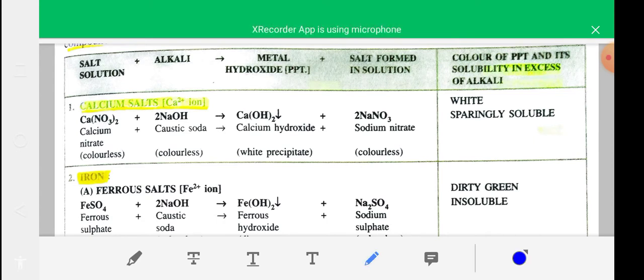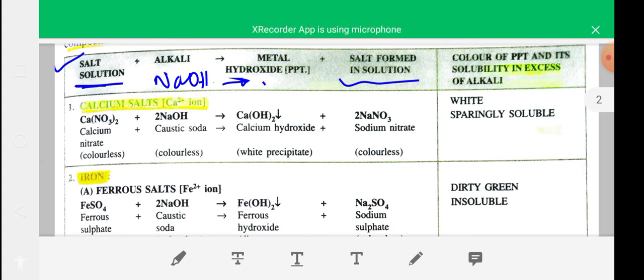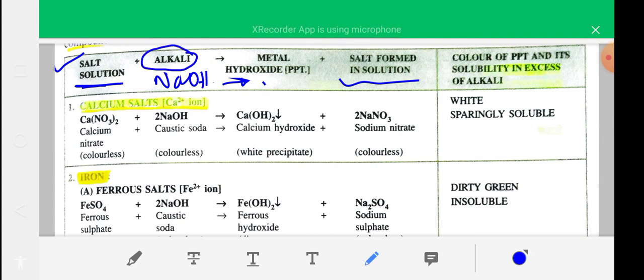Okay, so first, this is the general scheme of this reaction. When a salt solution is treated with an alkali like sodium hydroxide, you will get a metal hydroxide precipitate. Okay, like sodium hydroxide, metal hydroxide precipitate, and a salt. Okay, this is the general scheme of this reaction. Action of alkali on different salt solutions, and you have to remember the observation also. Okay, so the color of the precipitate and its solubility in excess of alkali.